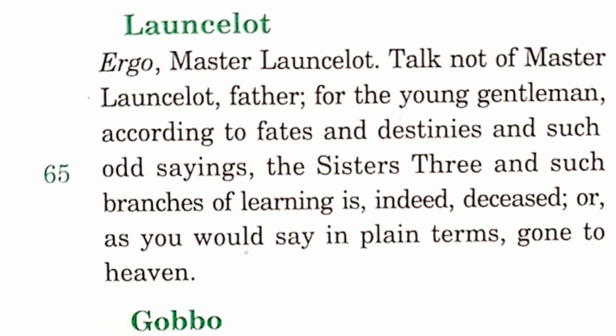So basically this is an important reference, referring to the three sisters who control destiny and other branches of learning, right? So basically to say that he has gone to heaven. Now just to explain the sisters three, these three sisters were fate or destiny. They were Clotho, who spun the thread, Lachesis, who gave to man his fate, and Atropos, who cut it off when his life was to come to an end. And according to classical mythology, they symbolized fate and destiny.